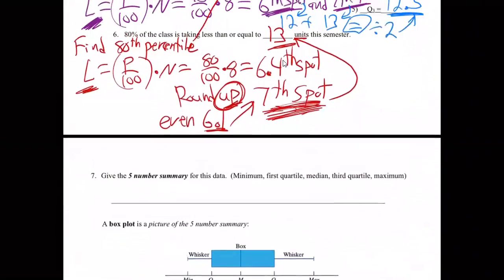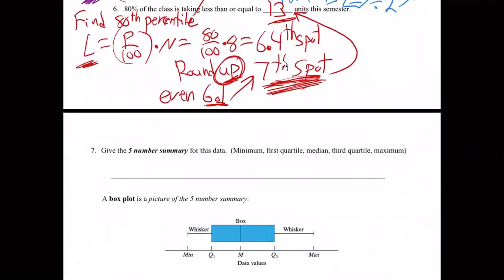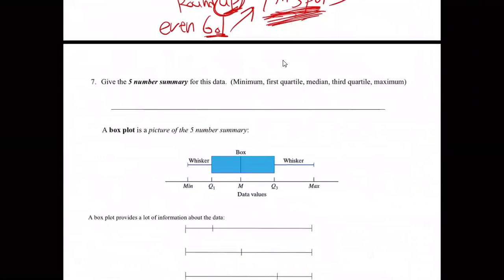All right. I'll move on to number 7. Feel free to slow me down if you want to talk more about it. Number 7 is asking us to do a 5-number summary. Well, we basically just did that almost. Here is what consists in a 5-number summary. It's these 5 things: the minimum, first quartile, median, third quartile, maximum.